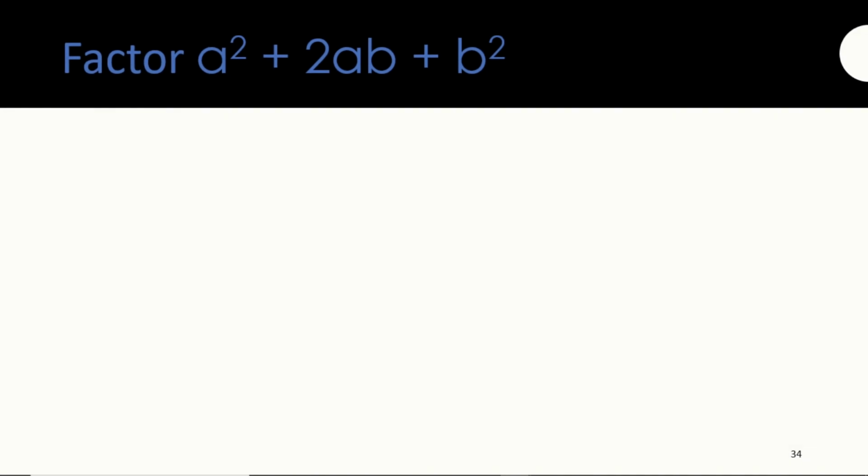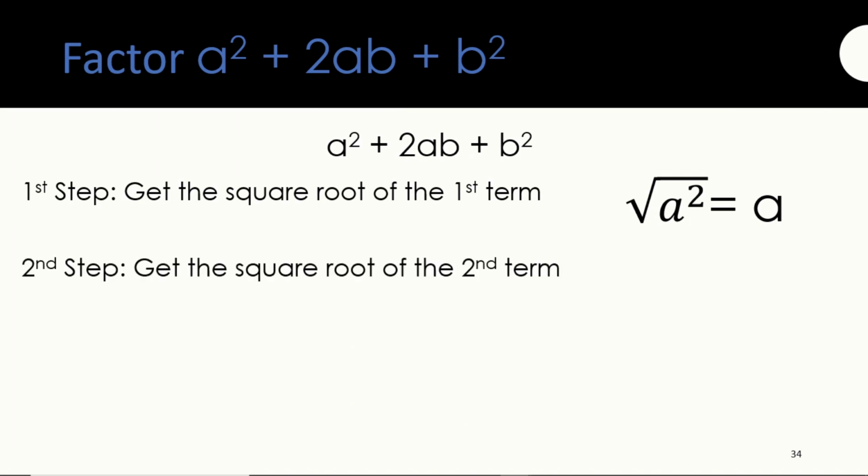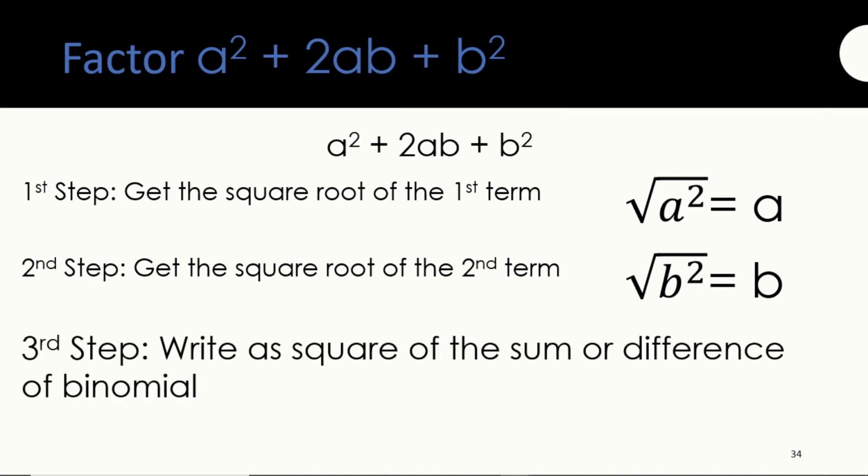So now let's factor a squared plus 2ab plus b squared. First step is get the square root of the first term. Square root of a squared is a. Get the square root of the second term. Square root of b squared is b. Third step, write as square of the sum or difference of binomial. So for example, we have here a and b, so we have a plus b squared.